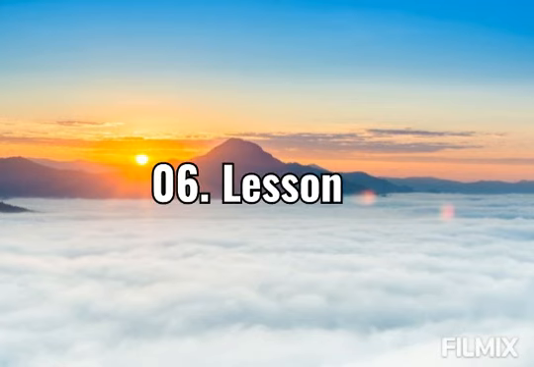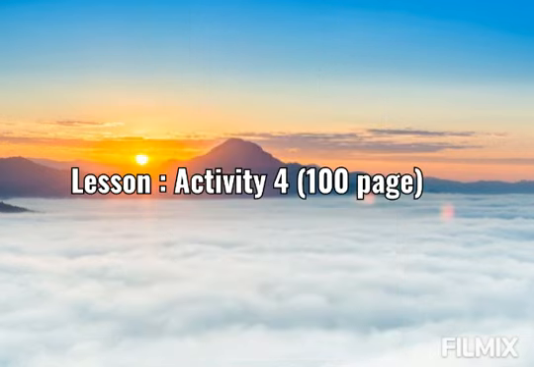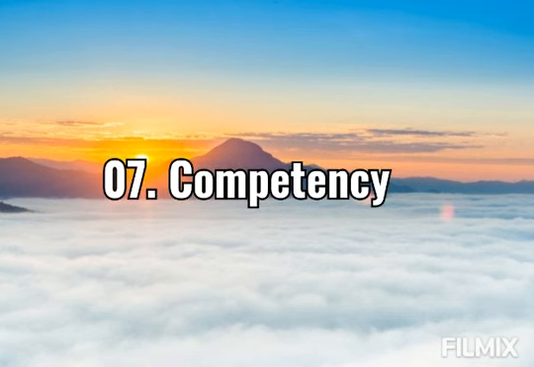Okay, number 6. It's the lesson. I mentioned before, under units we get different lessons. Okay, let me take the lesson Activity 4 on page number 100. So like this, you have to write the lesson with the page number in brackets. Then number 7, it's competency. Okay, I think you know what a competency is.